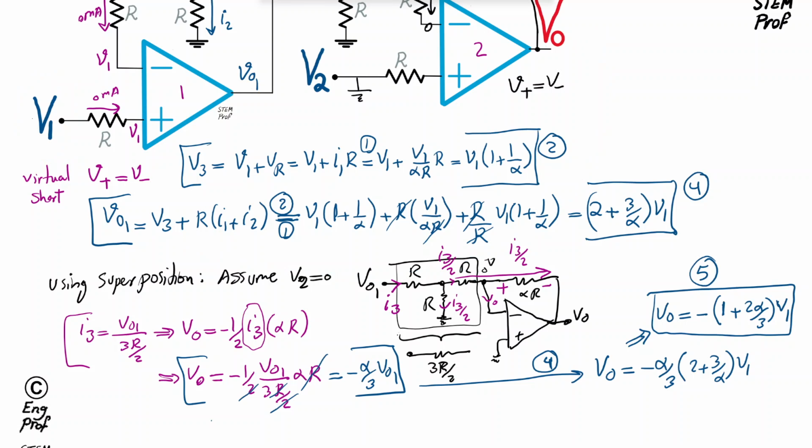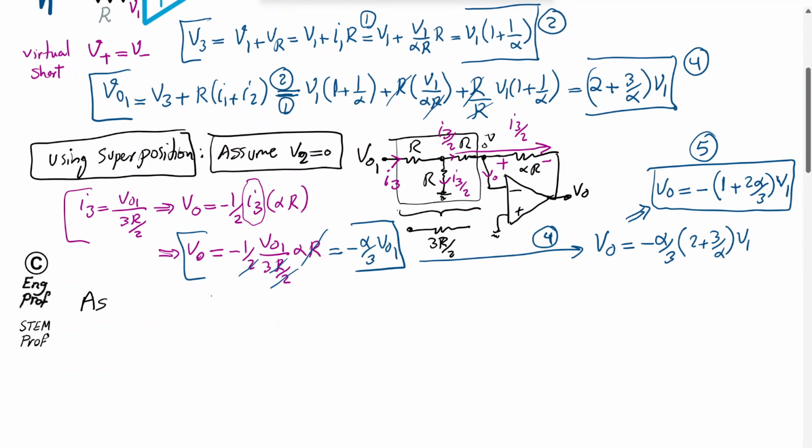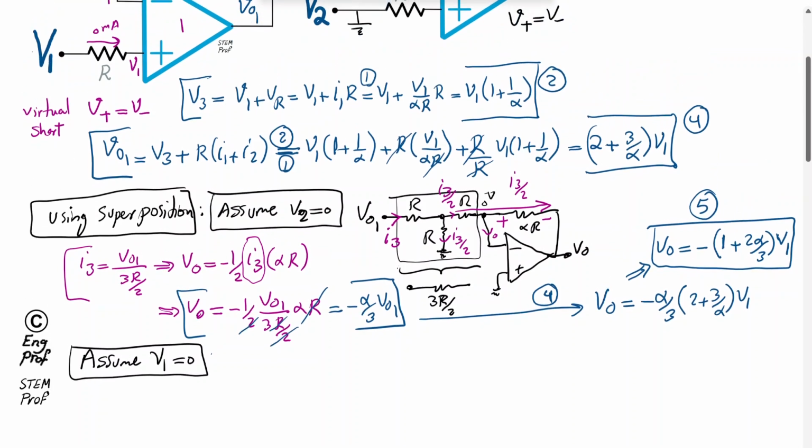Now let's do the other way. Let's continue the superposition. So the first step was assume V2 is 0. The next step is, again for superposition, assume now V1 is 0. Again, there are many ways to do the circuit analysis. This is one of the methods.